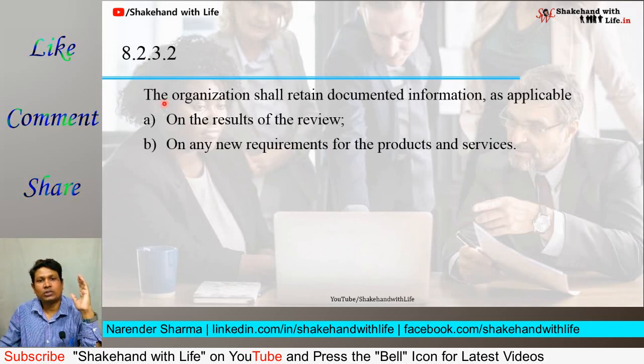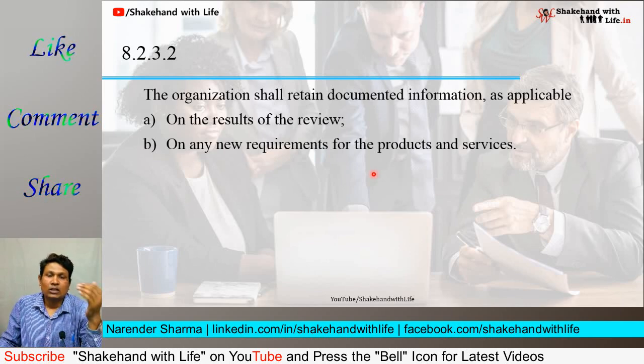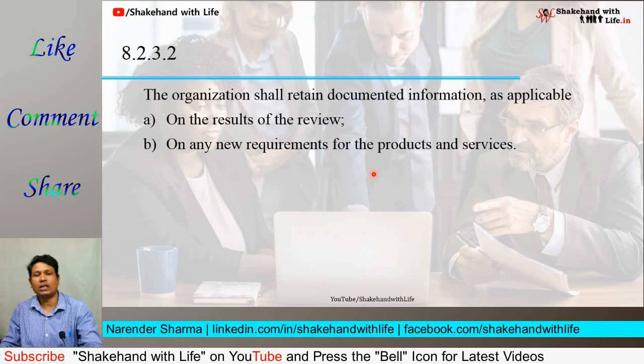This clause says the organization shall retain documented information, as applicable, on the results of the review, and B says on any requirements for the product and services. This clause is basically about documented information. The organization has to retain it. After reviewing the customer requirements, the organization requirements, and statutory and regulatory requirements, all types of documented information must be retained by the organization and propagated among the organization if necessary.